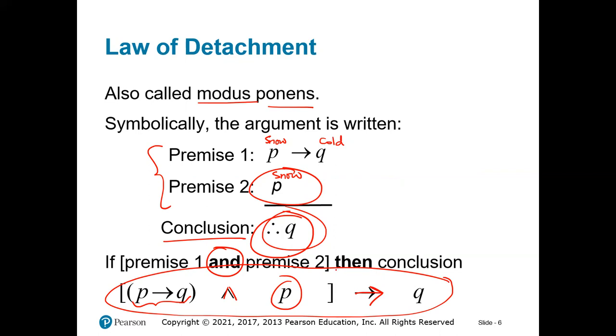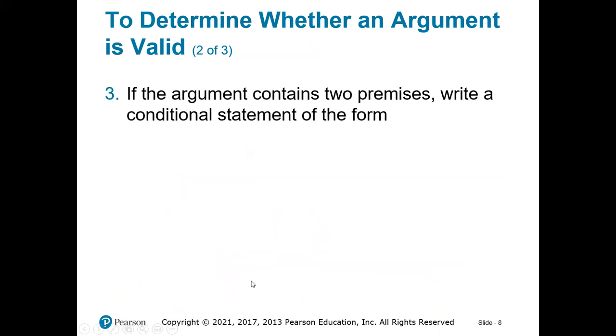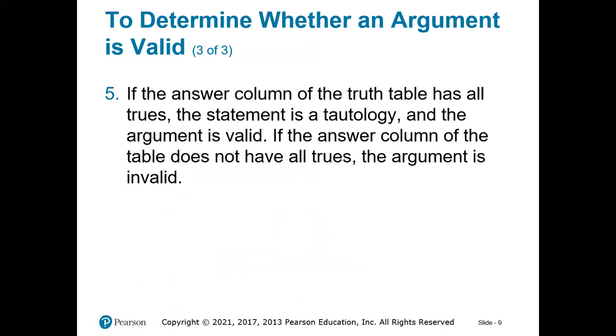So if premise 1 and premise 2 implies the conclusion gives you a tautology, it means that the argument, or the symbolic argument, or just for short argument, is a valid one. If it is not a tautology, then it is a fallacy or it's invalid. Well, let's build the truth table of this one here.